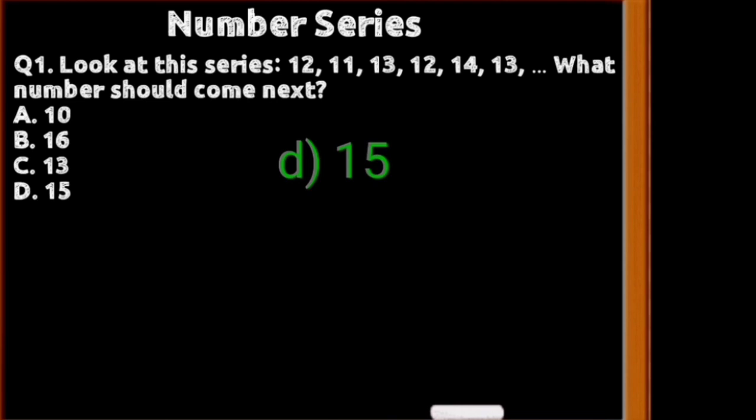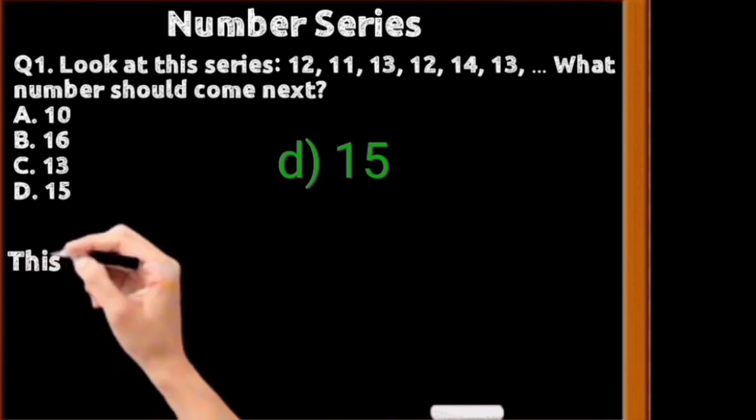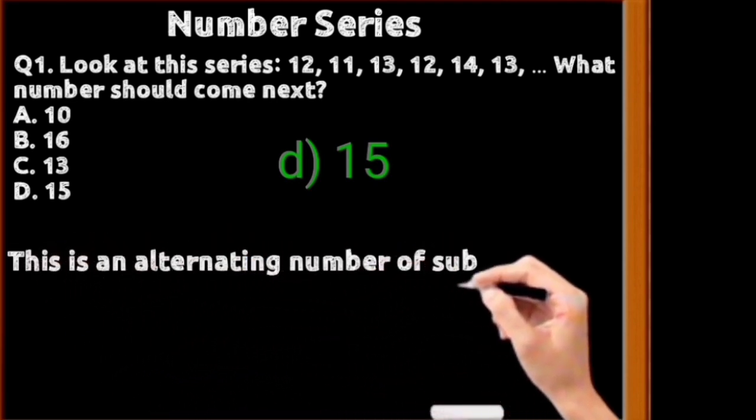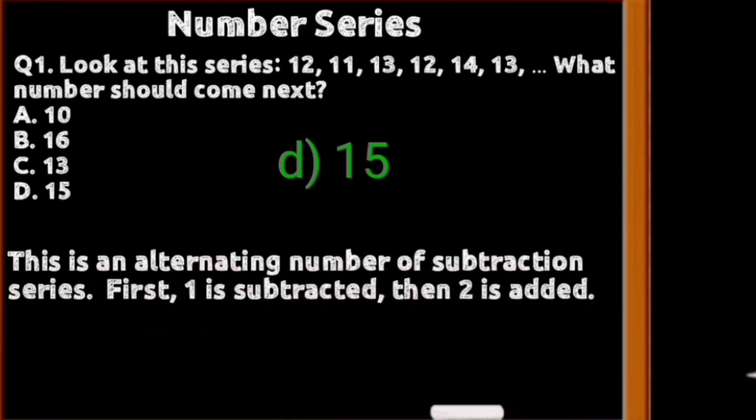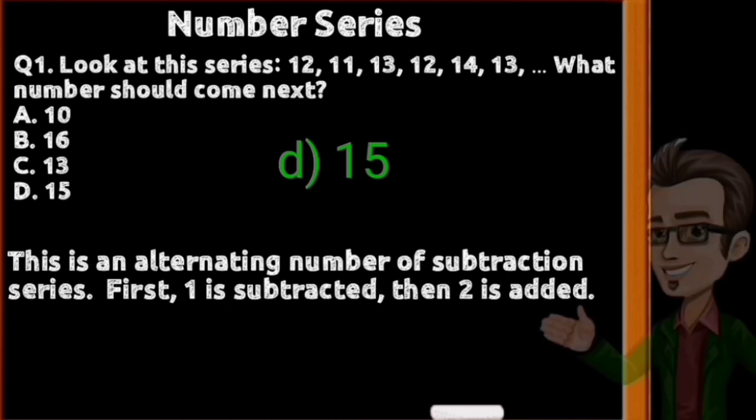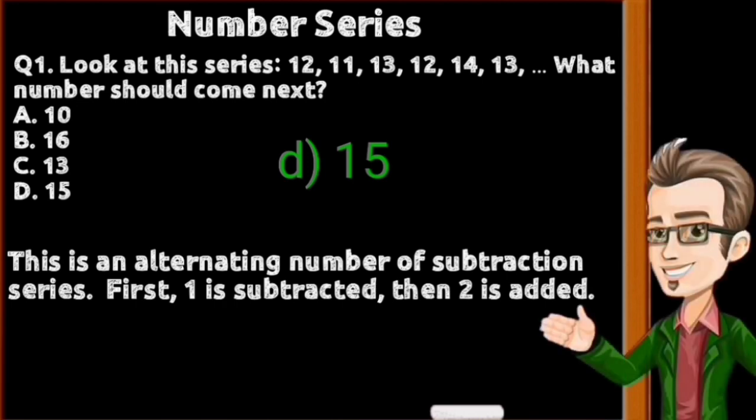The reason behind this is an alternating number or subtraction series. First, 1 is subtracted, then 2 is added. When we look at the series in this format, we can see that 12 minus 1 is 11, 11 plus 2 is 13, 13 minus 1 is 12, 12 plus 2 is 14, 14 minus 1 is 13, 13 plus 2 is 15. So we get our answer 15.